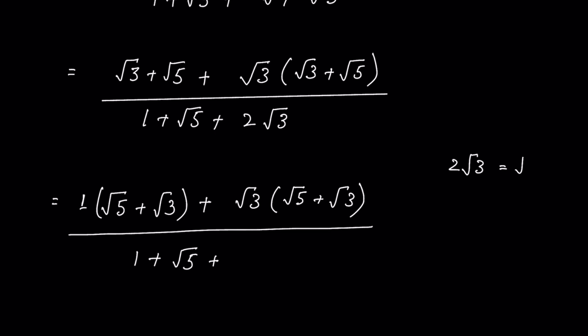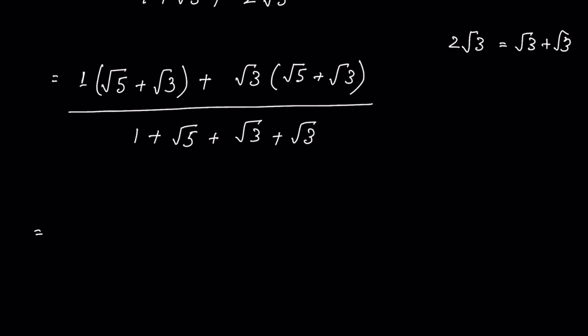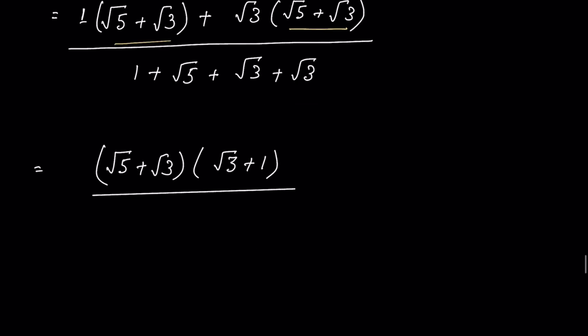This is also equal to square root of 3 plus square root of 3. So we can write square root of 3 plus square root of 3. Now in the numerator, we have square root of 5 plus square root of 3 common factor. So we take it common, square root of 5 plus square root of 3. Remaining factor is 1 plus square root of 3, or we can write it as square root of 3 plus 1. Then upon, here we can also rearrange and write square root of 5 plus square root of 3, then plus square root of 3 plus 1.